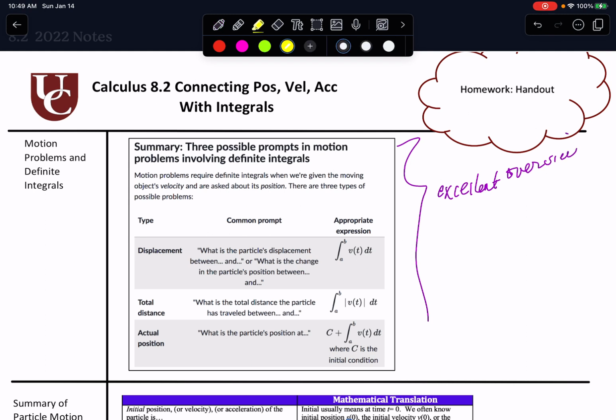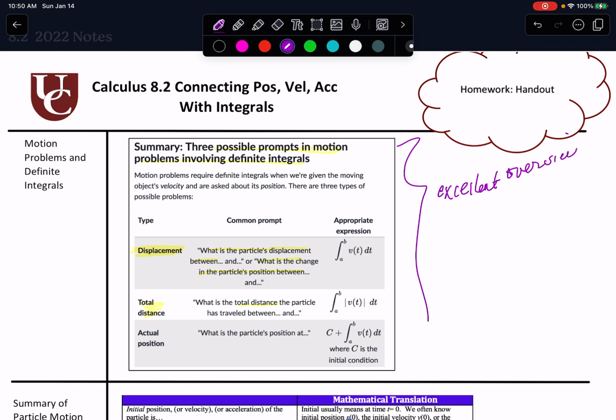So let's look at what we have here. And I'll just be highlighting, so highlight as you go too. On the AP exam, 3 possible prompts with motion involving definite integrals are displacement. So it's like, what is the particle's displacement between, or what's the change in the particle's position? That's displacement. Total distance. What is the total distance the particle traveled?